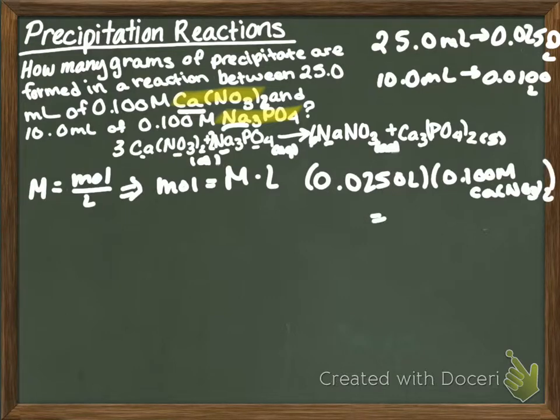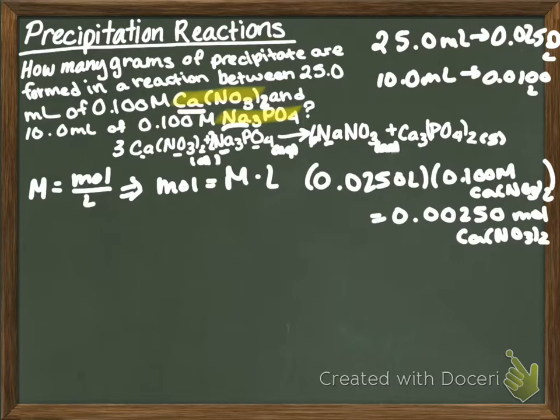And that's going to give us our molarity, or our number of moles. In this case, it's going to be 0.00250 moles of calcium nitrate. And it's okay that we have a small number here. It's going to end up working out in the end because we have a very small volume and our molarity is not really that big. It makes sense that our number of moles would be small also.